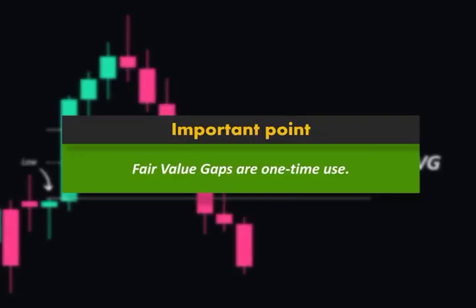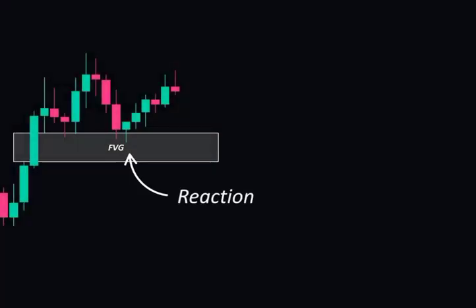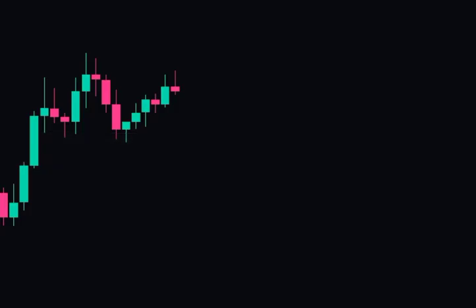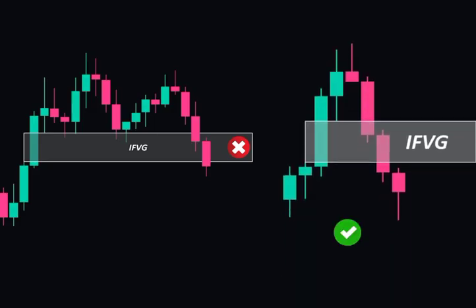Now, here's an important point. Fair value gaps are one-time use. So when price has already reacted to an FVG and it has been used by the market, we no longer consider it a trading opportunity. If price breaks through it afterward, we don't consider it an inversion FVG. When looking for an inversion, we are looking for a sudden shift in momentum that completely disrespects the FVG.